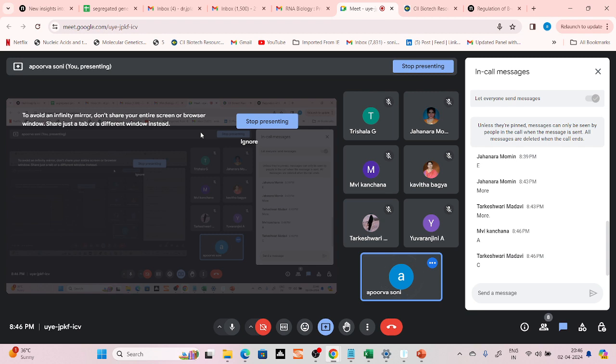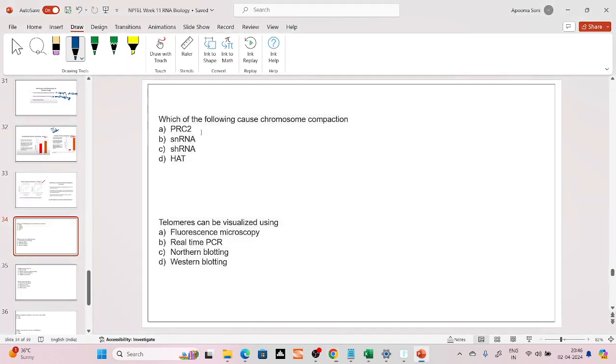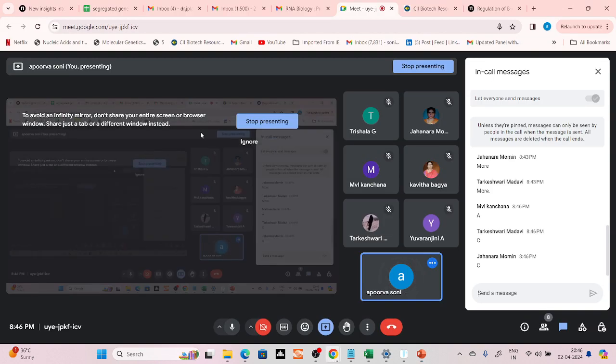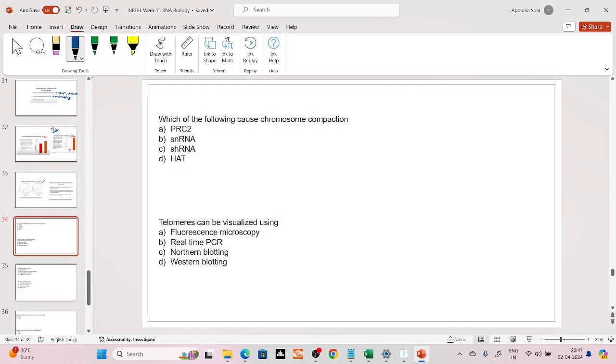So Kanchana has answered A, Targeshwari has answered C, Madhvi and Janara have answered C. Okay. The correct answer is first, that is PRC2. So basically this PRC2, I'll just write it here.